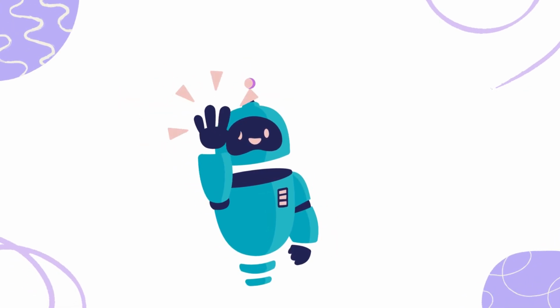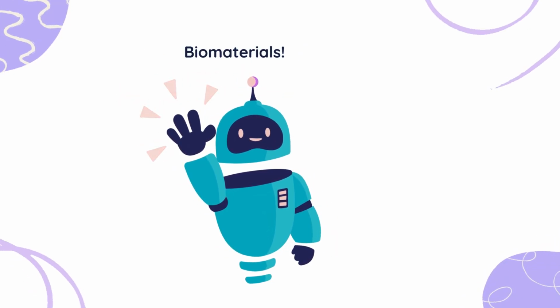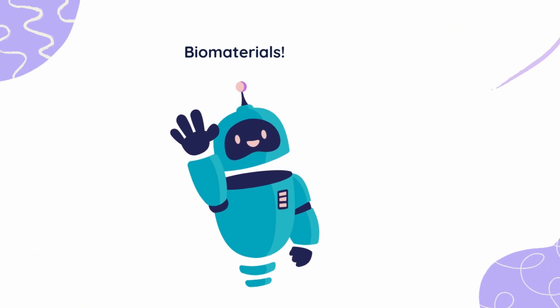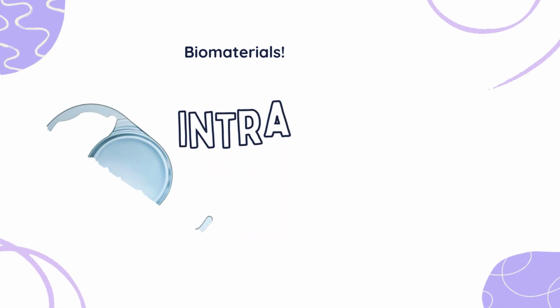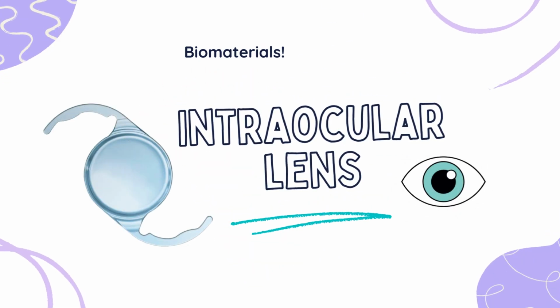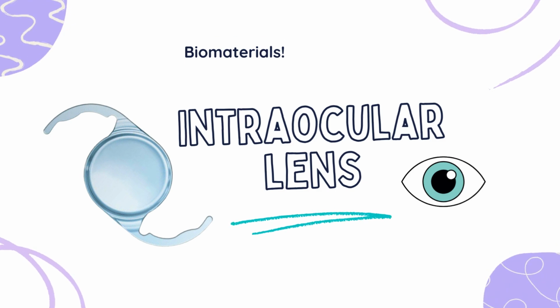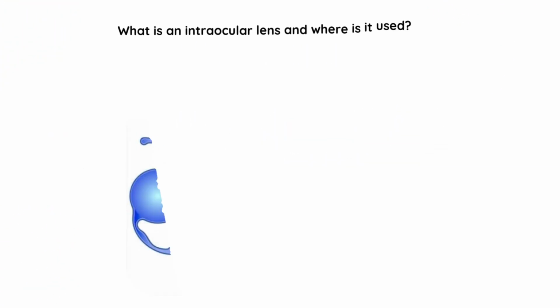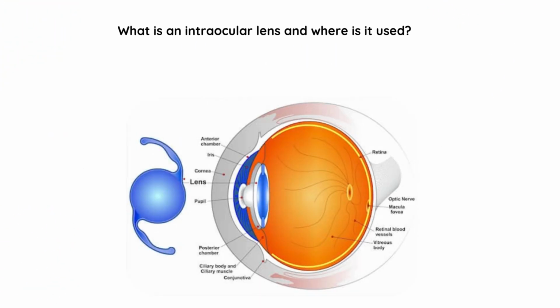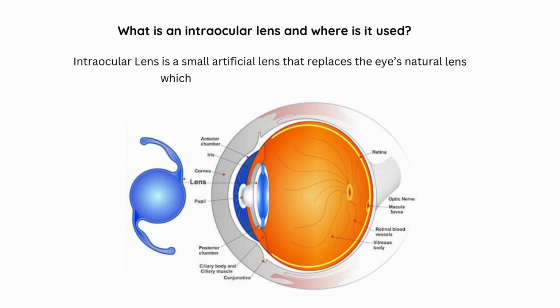Hi, in today's video, we will be learning more about biomaterials by taking the example of a very popular implant called the intraocular lens. So what is the intraocular lens and where is it used? The intraocular lens is a small artificial implant that replaces the eye's natural lens, which is removed during cataract surgery.